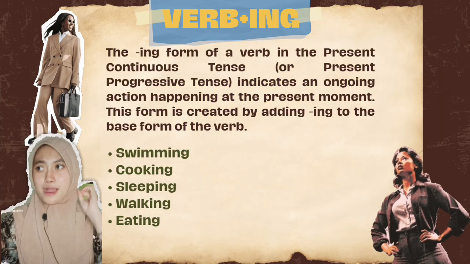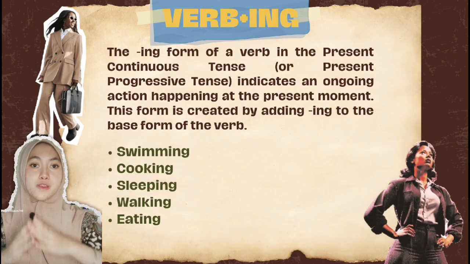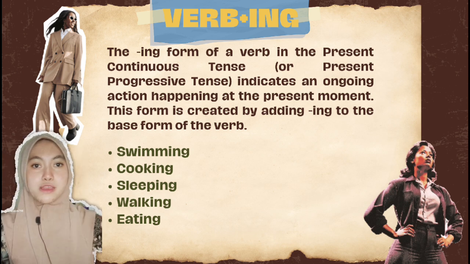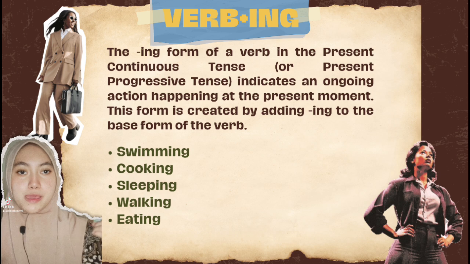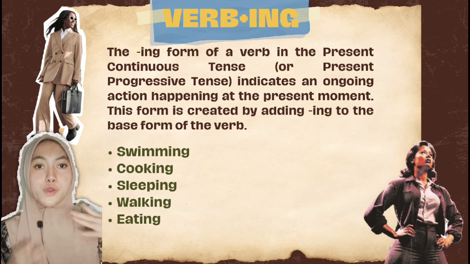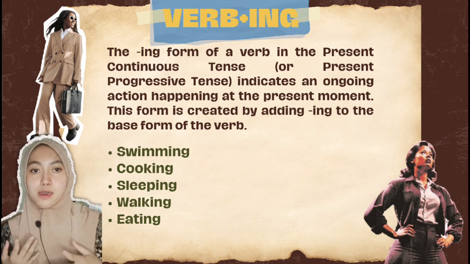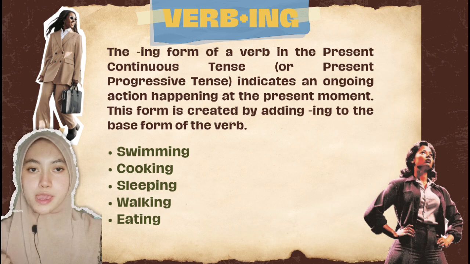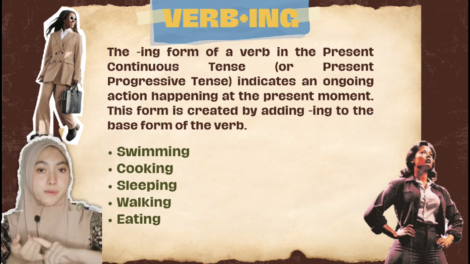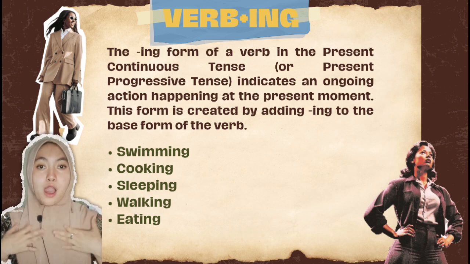Did you notice that when I talk about continuous tense, it's always verb plus ing at the end of the verb? The ing form of a verb in the present continuous or present progressive tense indicates an ongoing action happening at the present moment. This form is created by adding ing to the base form of the verb, like swimming, cooking, sleeping, walking, eating.